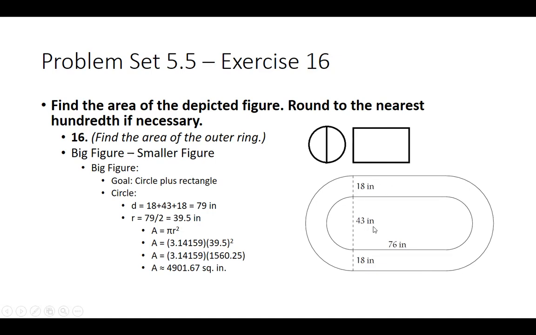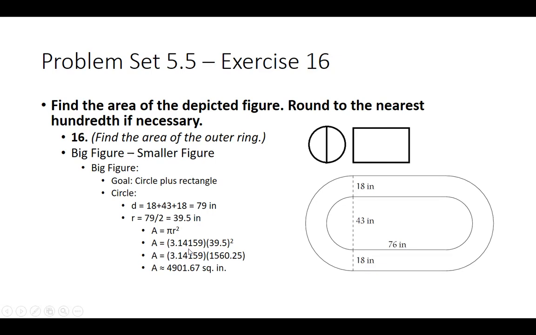So in the big figure, the circle would have a diameter of these three lengths added together, 18 plus 43 plus 18. So we'd have a diameter of 79 inches. Half of that would be the radius of the big circle, and the radius would be half of 79, or 39.5 inches. Now that we have the radius of the big circle, we can find the area of the big circle using area equals pi times the radius squared.